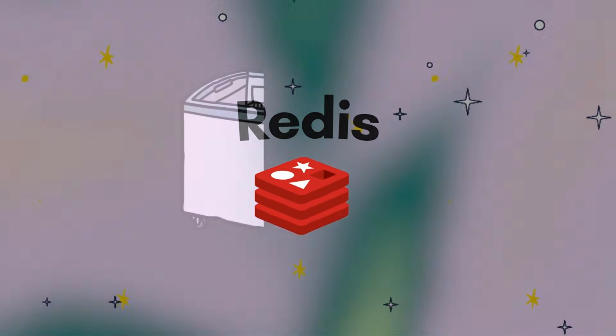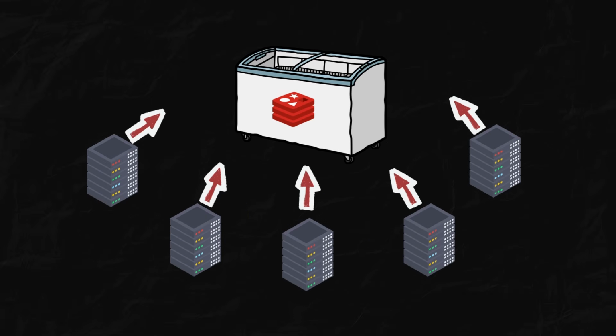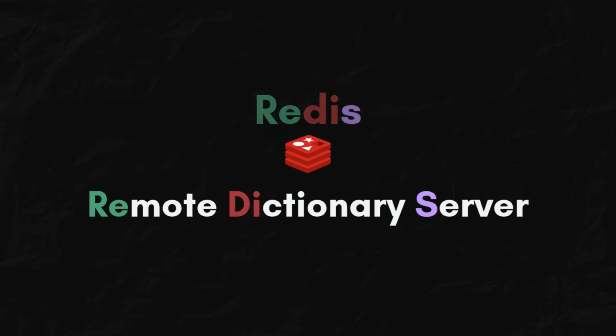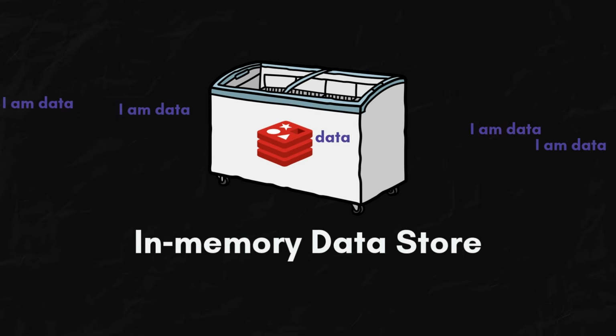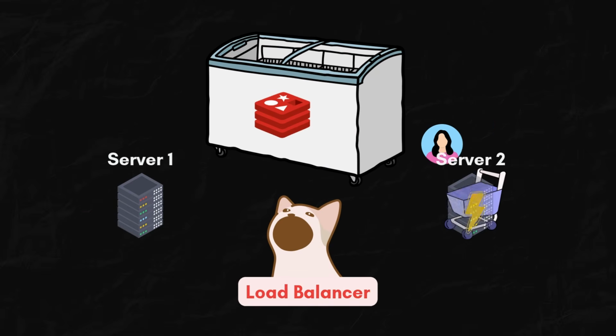Here comes our hero, Redis. Think of Redis as a giant community fridge parked outside, accessible to all branches. Redis stands for Remote Dictionary Server. It's a super fast in-memory data store. We store the cache inside, and all servers share it.